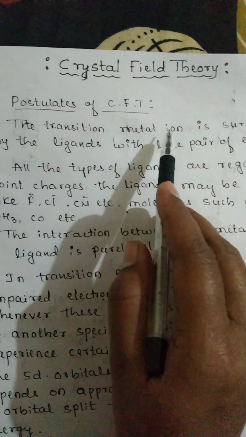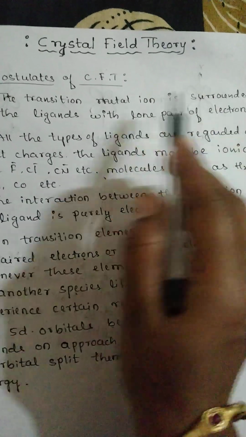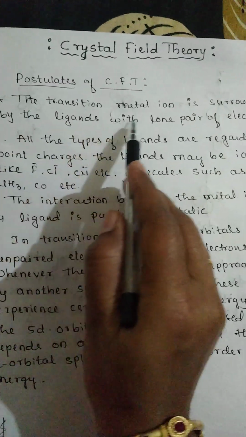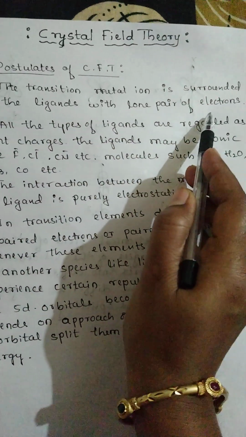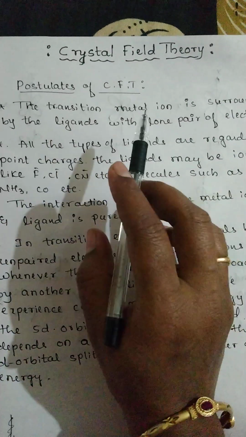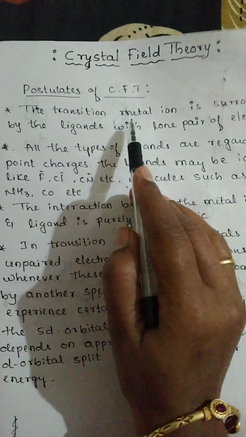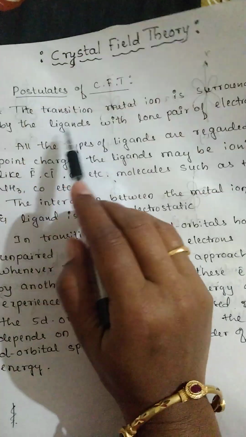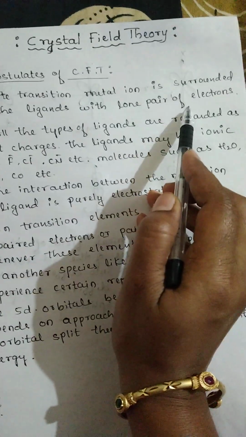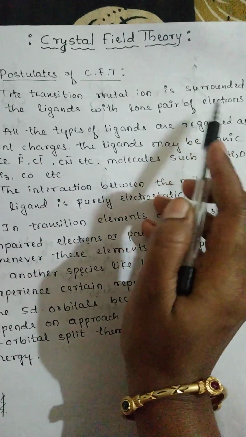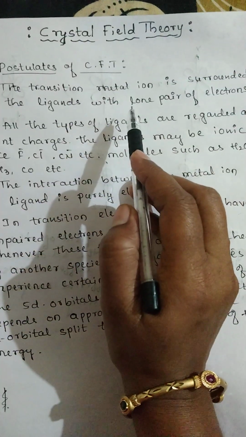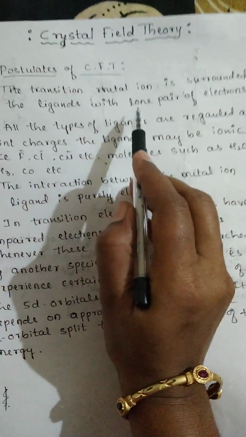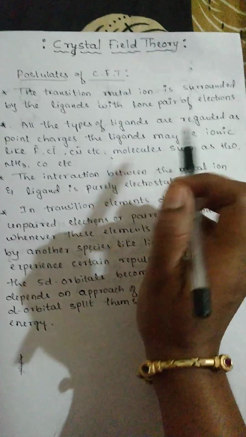The transition metal ion is surrounded by the ligands with a lone pair of electrons. Every complex has a metal and ligands. So the central metal is surrounded by the ligands with lone pairs of electrons.